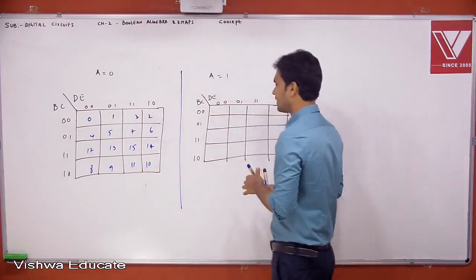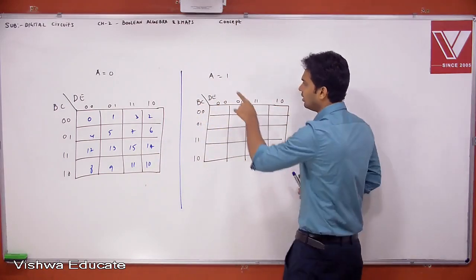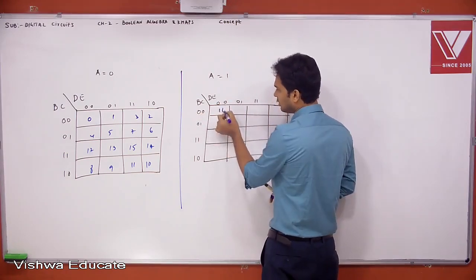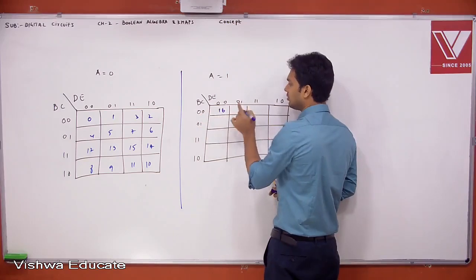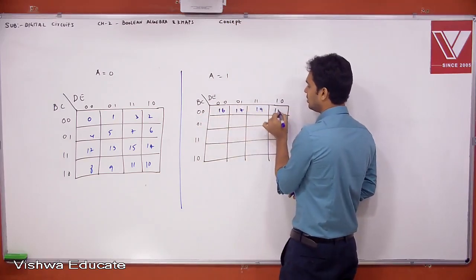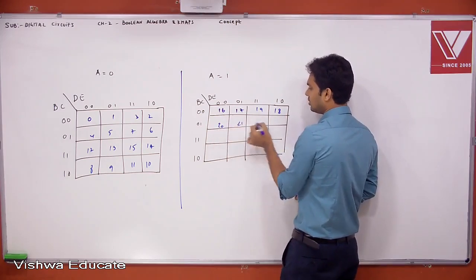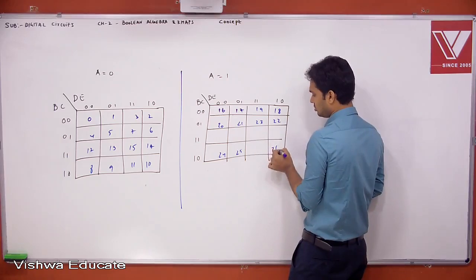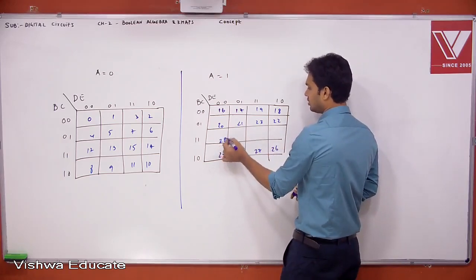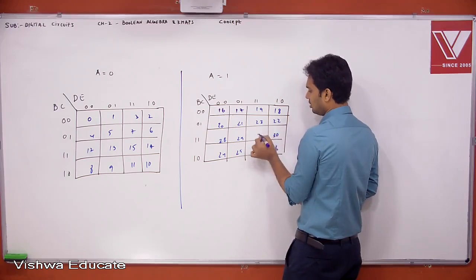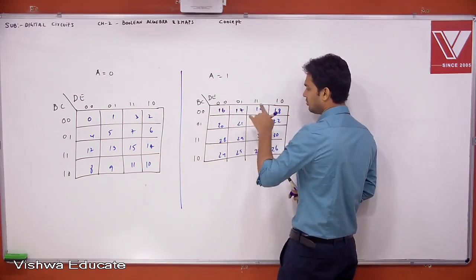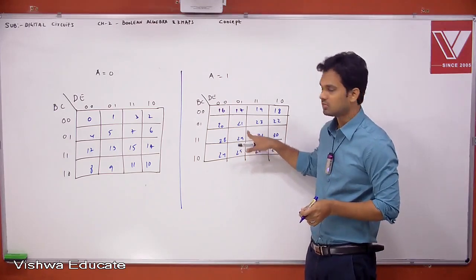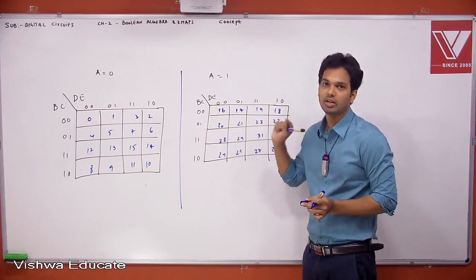Now here in the second K-map, first A is 1. If A is 1, 1 followed by 4 zeros, what is the equivalent? It is 16. 1, 0, 0, 0, 1 is 17, like this. 20, 21, 22, 23, and 28, 29, 30, 31, because all ones, 5 ones is 31. So each box represents one minterm. These are the minterm contents in your 5 variable K-map.